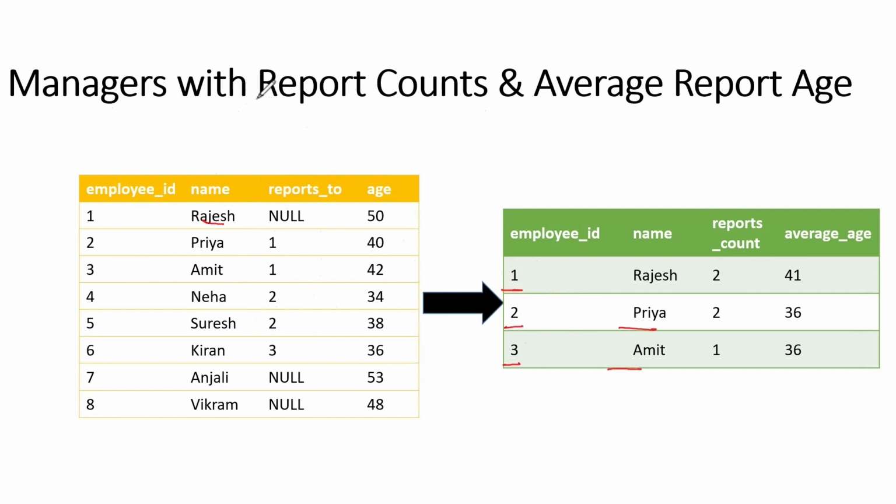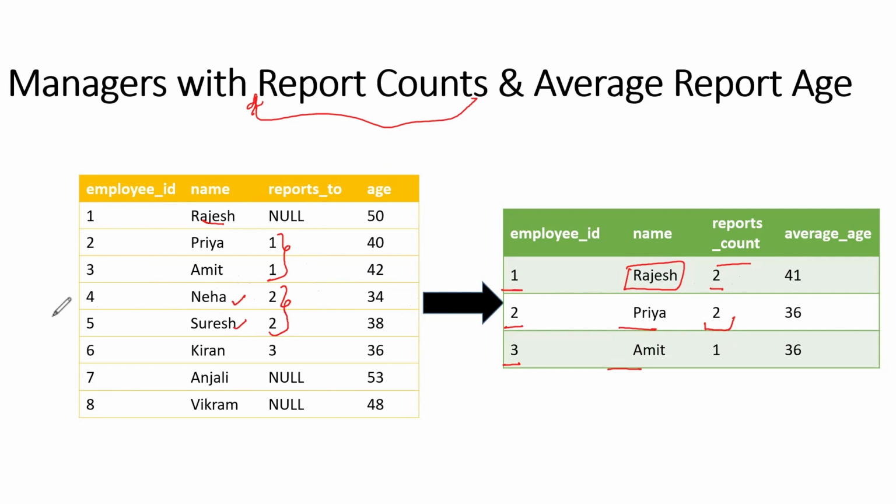Then we have to find managers with report count. Now, what's a report count? That is, Rajesh is reported by whom all? So, Rajesh, you can see, is reported by Priya and Amit. So, what's the count? It's two. Priya is reported by Neha and Suresh. So, Neha and Suresh are reporting to Priya. So, the count is two, and so on and so forth.